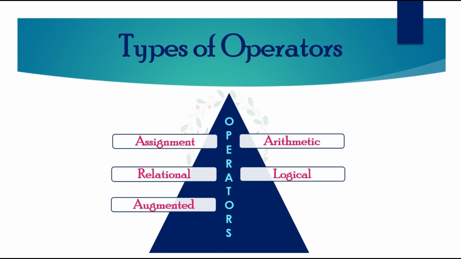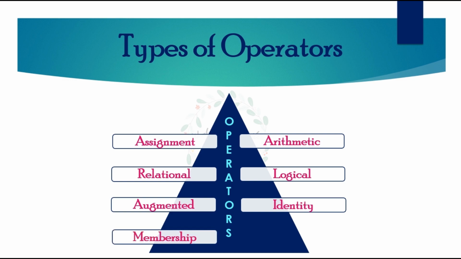Augmented operator, also known as shorthand notation in many programming languages, combines an arithmetic operator along with an assignment operator, which helps us to assign the value back to the variable after some calculations. Identity operator is used to compare the identity, which is the memory location of two variables. Membership operator is used to test for membership in a sequence. Bitwise operators, similar to logical operators, work on binary representation of data.